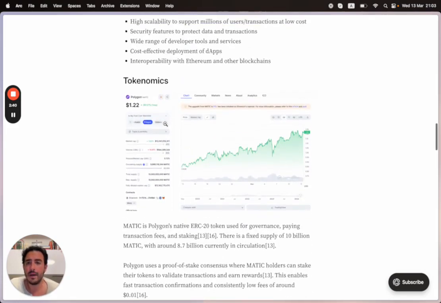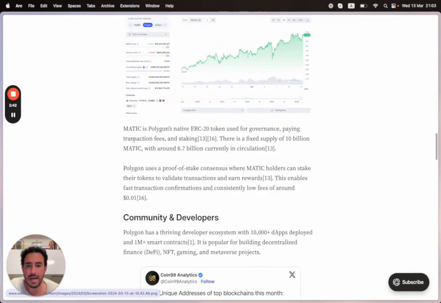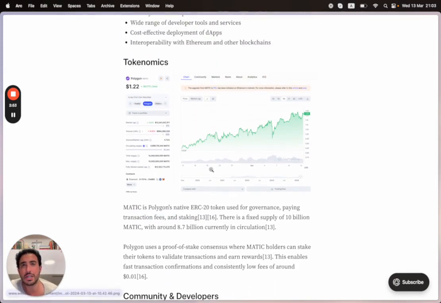Anyways, Matic is Polygon's native ERC-20 token used for governance, paying transaction fees, and staking. There's a fixed supply of 10 billion Matic, with around 8.7 billion currently in circulation. If you have used Matic, or are interested in using it, you will see that the transaction fees are significantly cheaper than Ethereum. Also, the speed at which transactions pass through is very, very fast.